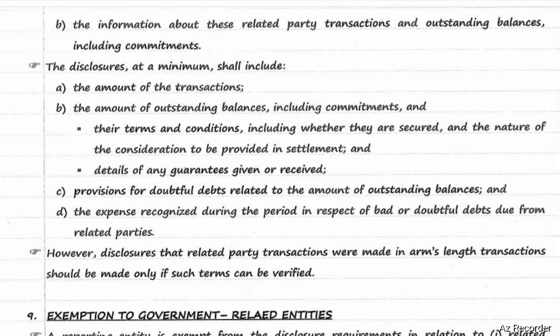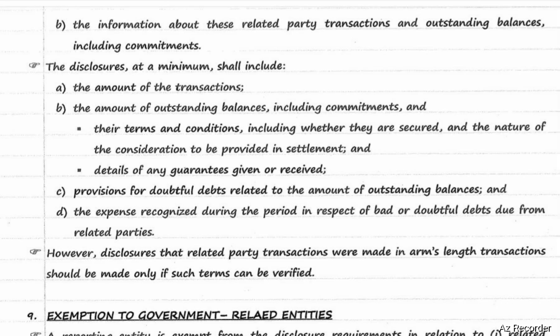Provision for doubtful debts related to the amount of outstanding balances should also be disclosed, and the expenses recognized during the period in respect of bad or doubtful debts due from related parties need to be disclosed. However, disclosure that related party transactions were made on arm's length terms should be made only if such terms can be verified.